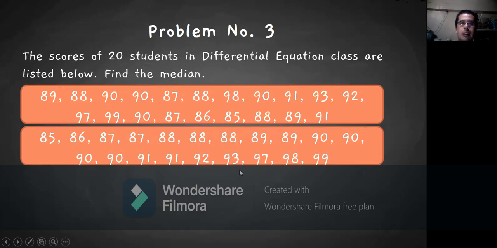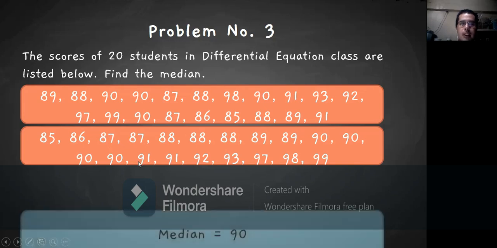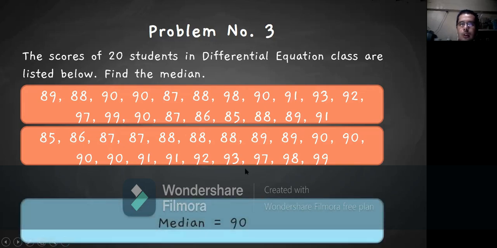Okay, so there are 20 students, and we are going to get the middlemost scores because n, the total number of cases, is 20. The middle scores are 90 and 90, the 10th and 11th scores. Getting their average, the median will be equal to 90. The numbers are just the same.